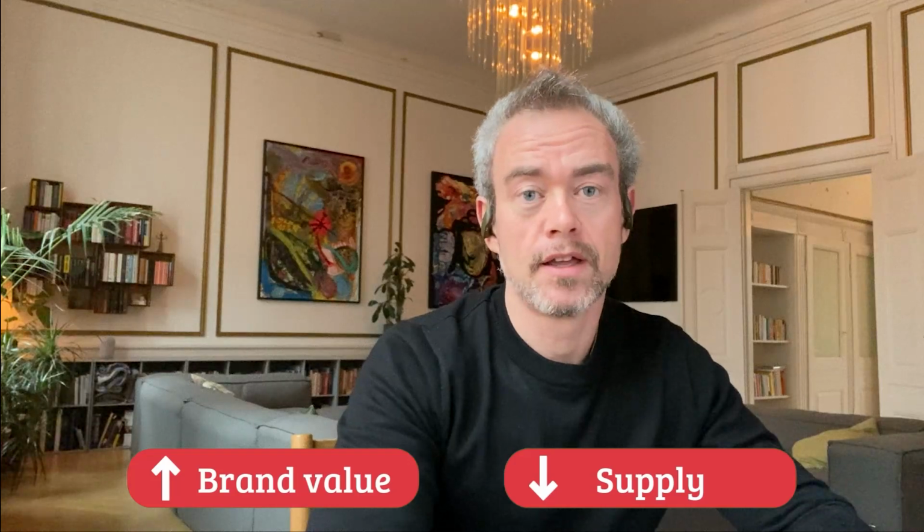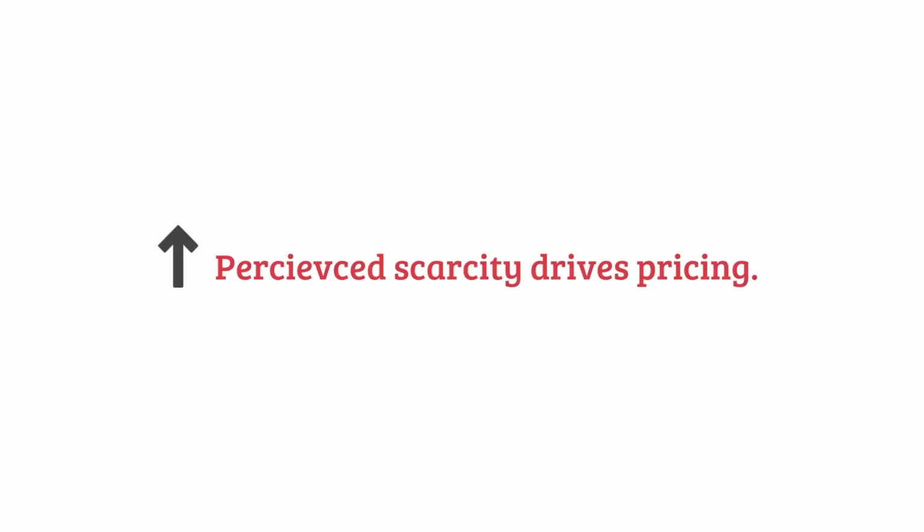So with these kinds of propositions where brand value is so high and supply is so low, the perceived scarcity is what drives pricing up. And what we're adding here when we're talking about scale is we're adding customers in the market who have demand without saturating that demand with supply.